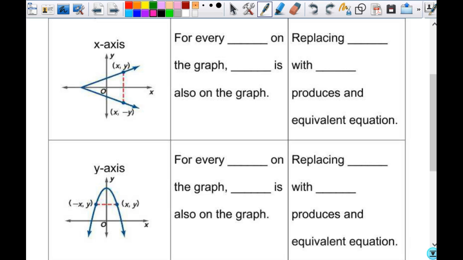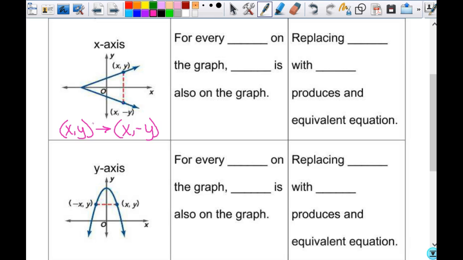So if I take this point right here, here's my x-axis. This point, if I reflect it in the x-axis, then it reflects down here. So (x, y) becomes (x, negative y). So when you reflect in the x-axis, your (x, y) looks like this. x stays the same. All that changes is the sign on y. Who can tell me how you read this? What does this little arrow really mean?